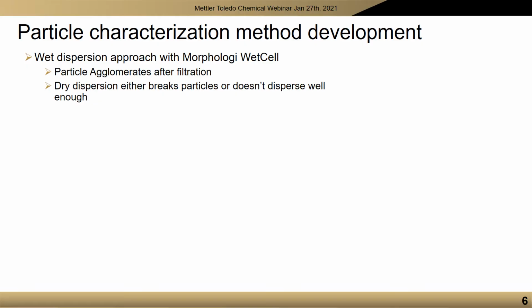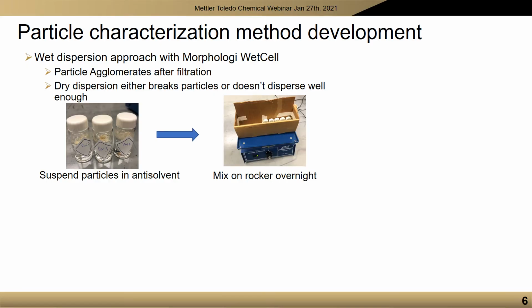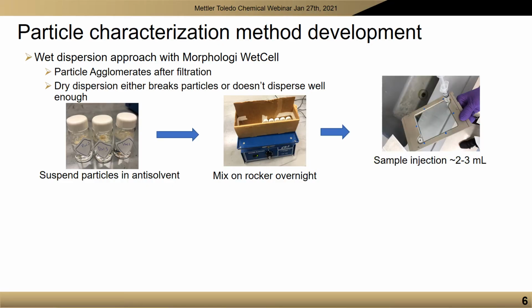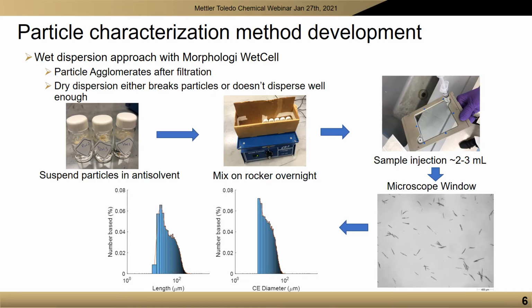The wet dispersion process starts with sampling in triplicates of the dried cake and dispersing it in water. The solubility of needle Z is negligible in water at room temperature. Then the vials are put on a rocker overnight to allow for gentle dispersion. The next day, the vial solutions are injected into the Morphologi's wet cell accessory. The particles dispersed in the bottom right image are then measured by the camera to generate a number-based distribution.